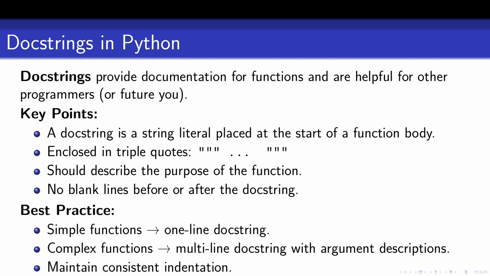For more complex ones, a multi-line docstring that includes argument types, optional values, and expected behavior is best. Good docstrings make your code easier to use and understand, not only for other people, but also for yourself, especially when revisiting older code. They also allow you to use the built-in help function to view documentation directly from the Python interpreter.